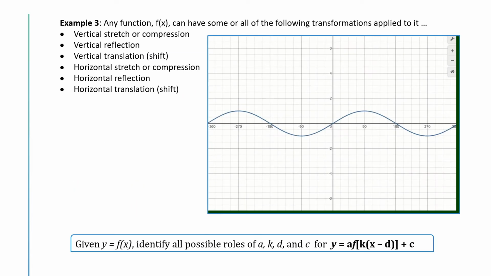For example 3, any function f at x can have some or all of the following transformations. So let's take a look at this. I just put in a sine wave here because a sine wave is one that shows clearly all the different transformations. The first one says vertical stretch or compression in your bullet list there. So there's a vertical stretch, and now it's going to compress. There it's compressing. All right, so that's a vertical stretch or compression.